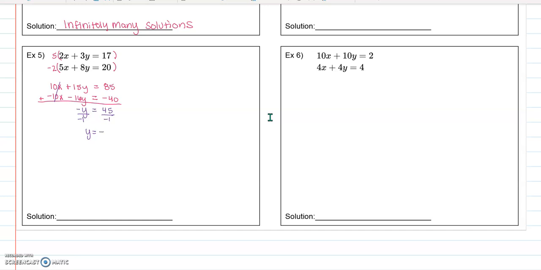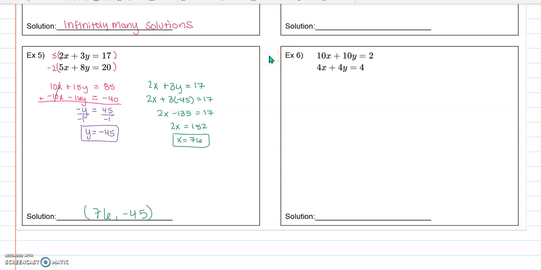Go ahead and pause the video here, plug in to one of your original equations to get your x value. All right, I chose the first equation, but you could have picked the second equation. As long as it's the original equation, plug back in and you should have gotten 76 for your x. So our solution is 76, negative 45. All right, I would like for you to try example 4 and example 6, and then pause the video, try them out, and then unpause to look at your solutions. I will do one at a time, so pause and try 4. I will unpause to get the solution, and then try 6, and then unpause to get the solution.